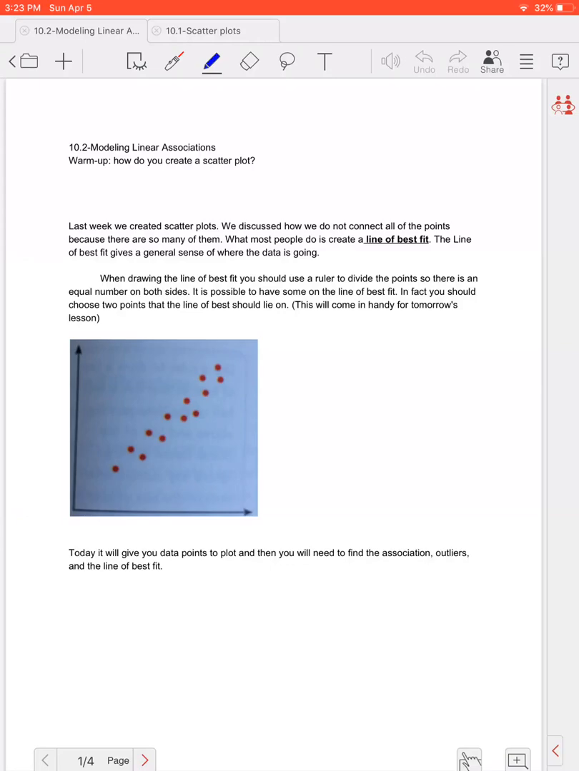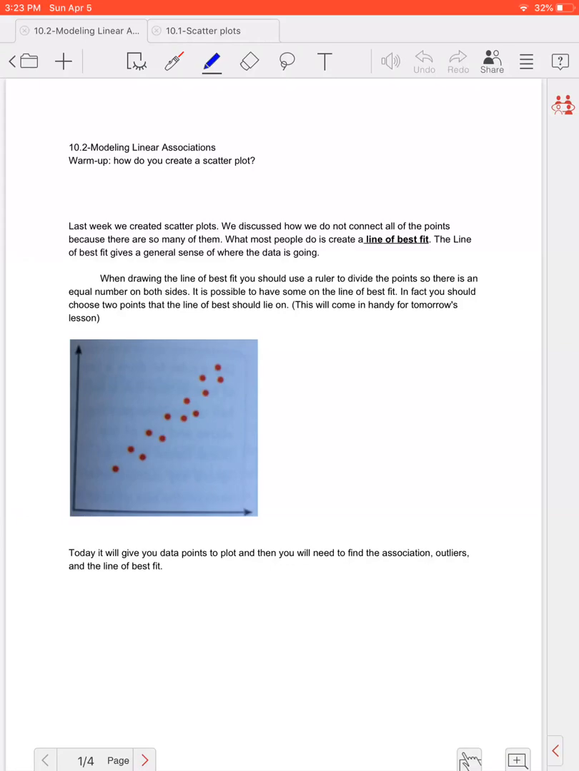So last week we started creating scatter plots. We discussed how we do not connect all of the points because there's so many of them, and sometimes that data doesn't really connect that way. What most people do is create a line of best fit to best describe that information. What pattern is it following for the most part? So the line of best fit gives us a general sense of where the data is going and where it could go. So a lot of predictions happen with a line of best fit.